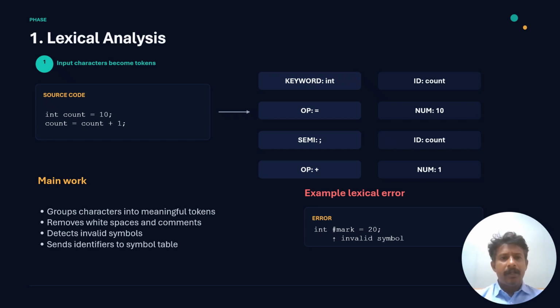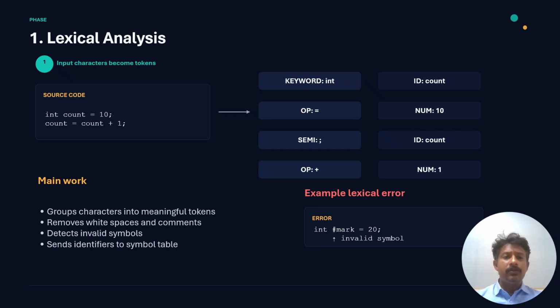Let's take an example: the statement int count = 10;. Here int is a keyword, and count is an identifier. The equal sign is an operator, 10 is a number, and the semicolon is a special symbol. All these are tokens. The lexical analyzer also removes extra spaces, tabs, and comments, because those things are not useful for the next phases.